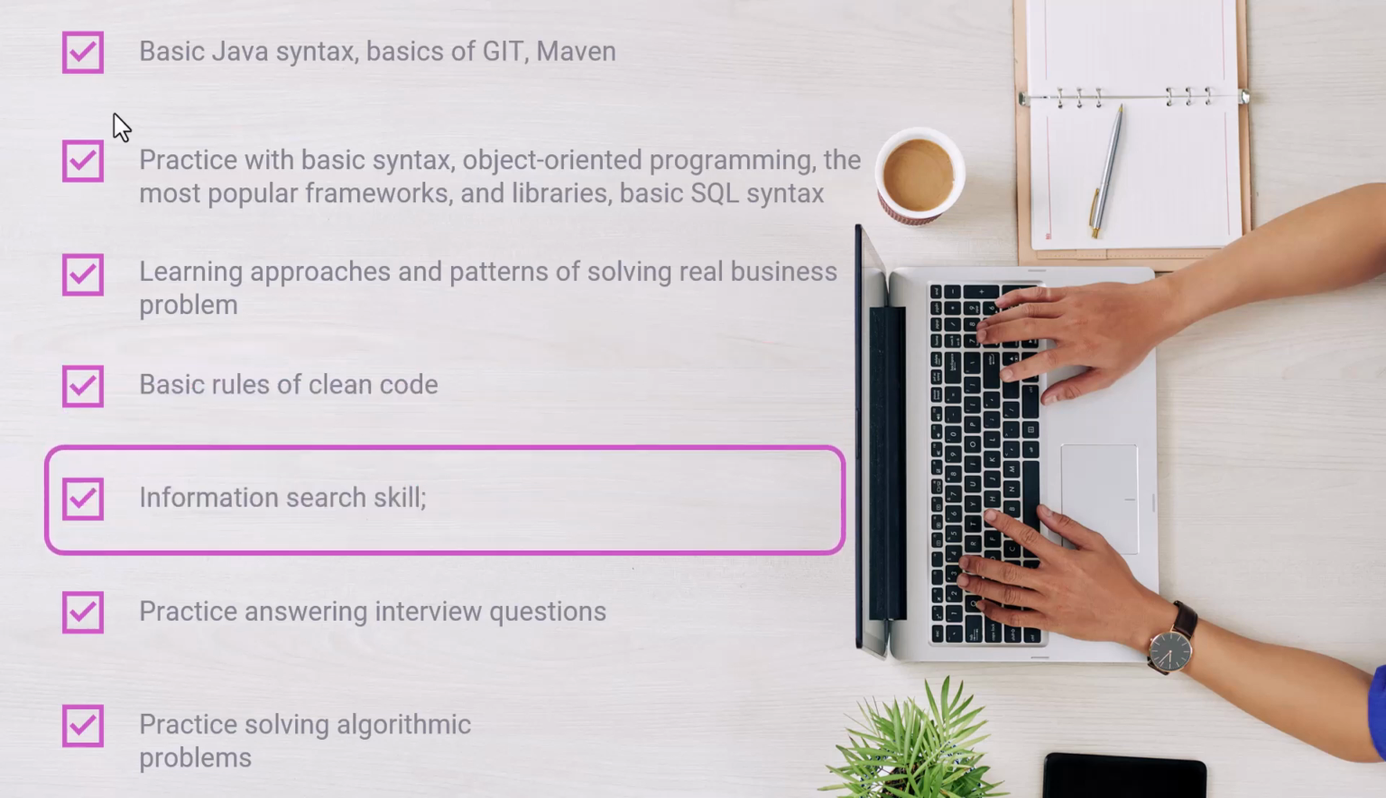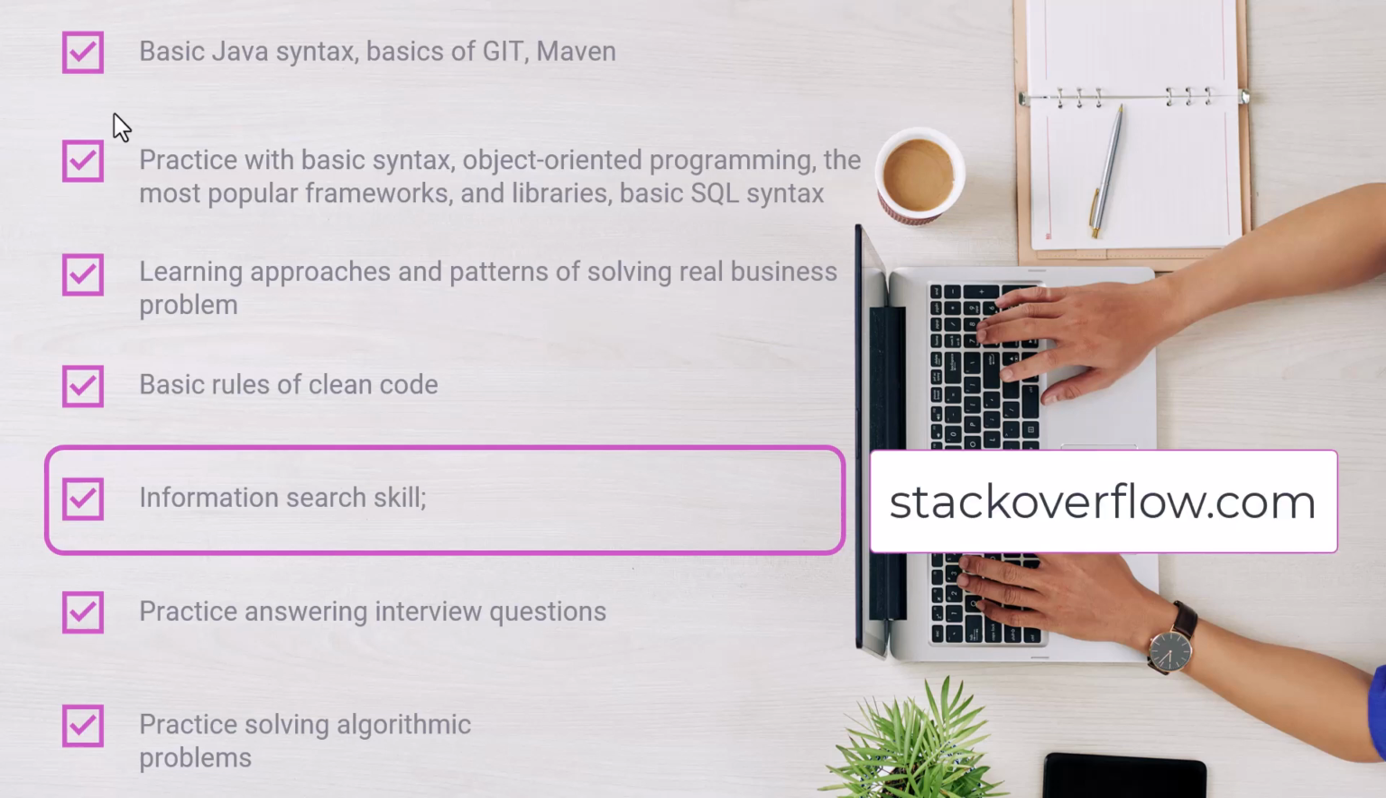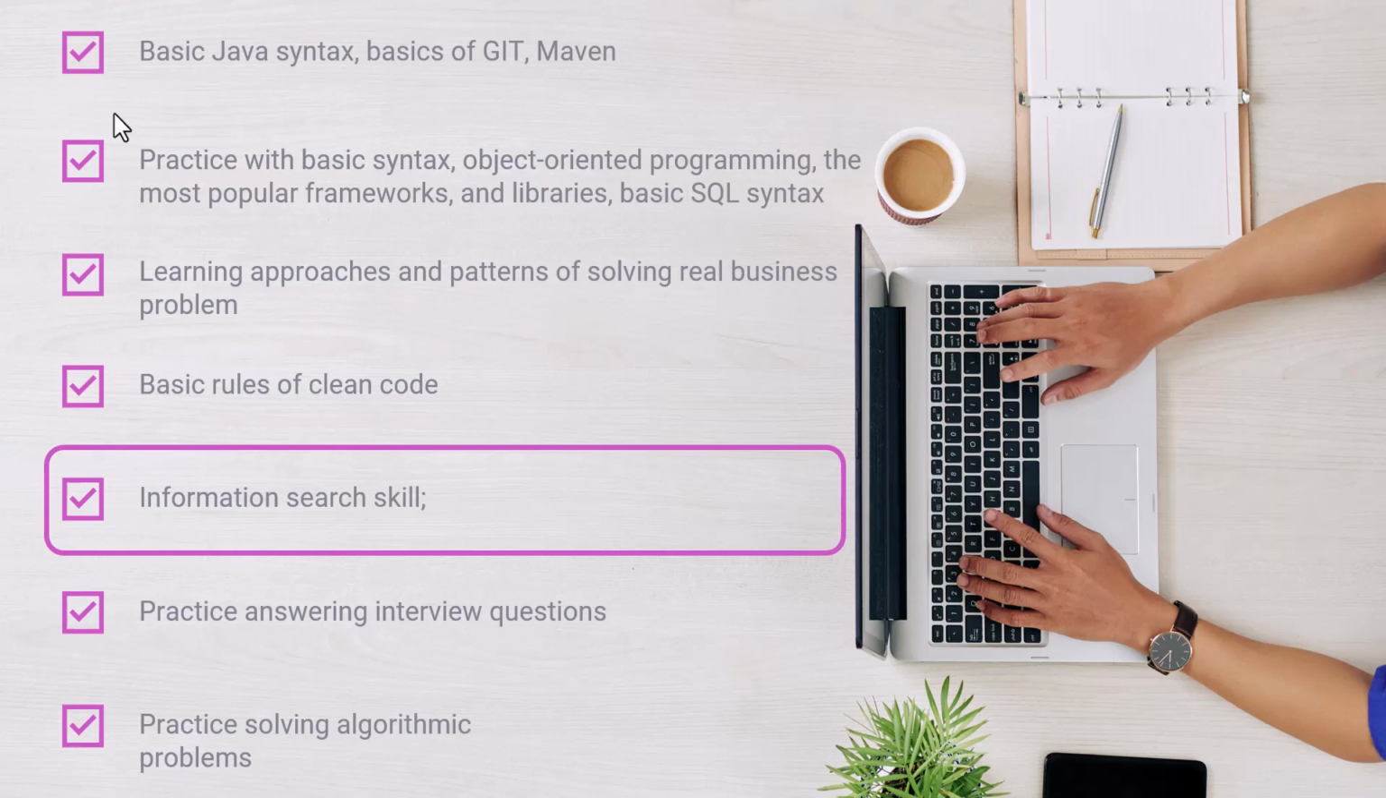Searching for information on the internet is a crucial skill for any developer. Make sure that sometimes you practice with things you didn't learn before. This is how it looks when you're on a commercial project. Try to find information and adapt it to your needs. StackOverflow.com is one of the best resources to use when you need to find answers.